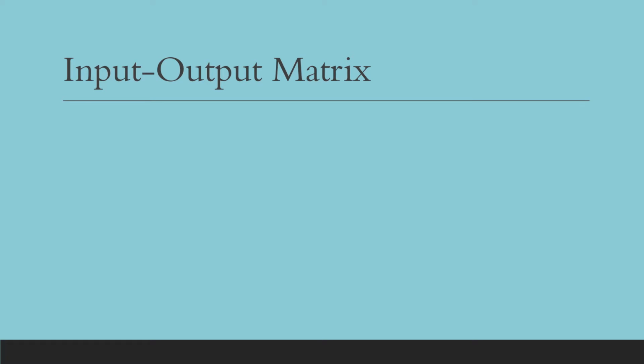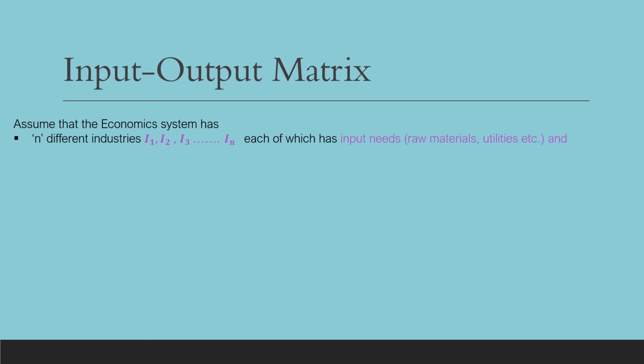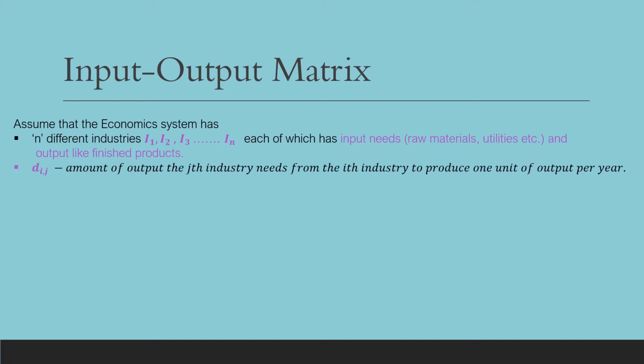Now let's see the input-output matrix. Let us assume that we have an economic system, and this system has n different industries, say I1, I2, I3, up to In. Each of these industries has input needs. The input needs can be raw materials, utilities, and the like, and the outputs are finished products. And we take Dij to be the amount of output the jth industry needs from the ith industry.